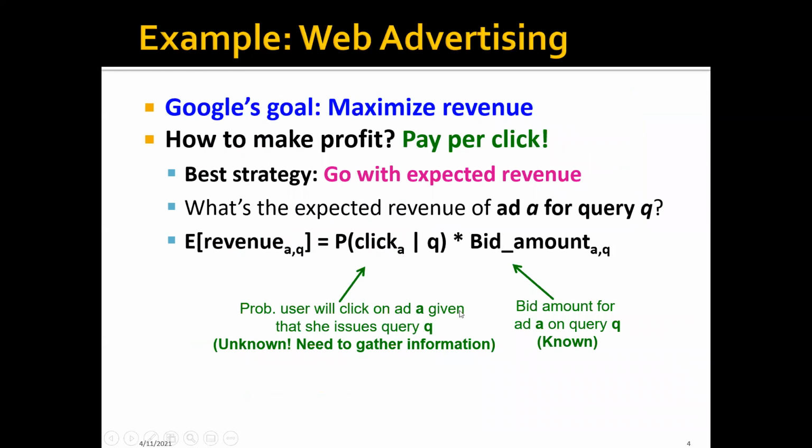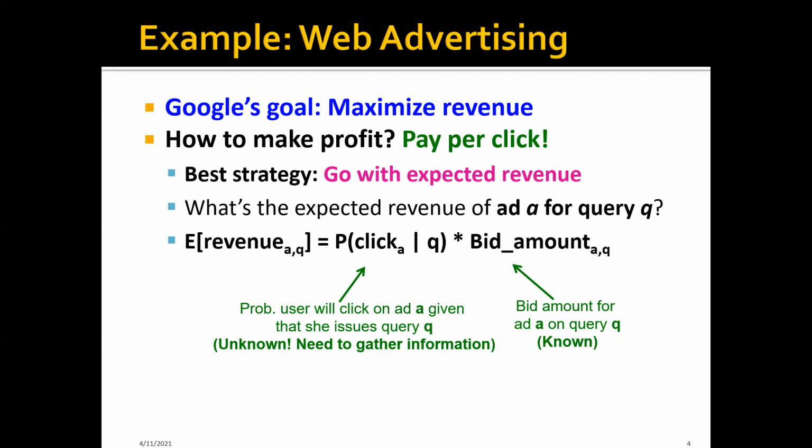For example, in web advertising, Google's goal would be to maximize the revenue, right? And how does Google make profit? Google makes profit using a pay-by-click model. So naturally, the strategy would be to go with the expected revenue: just calculate the expected revenue of showing each ad, and go ahead and show the ad with the largest expected revenue to the user.